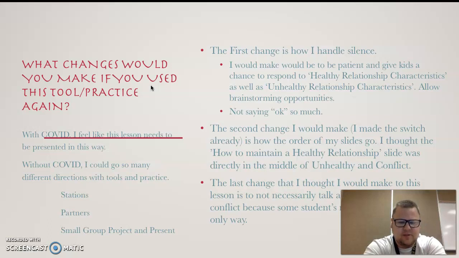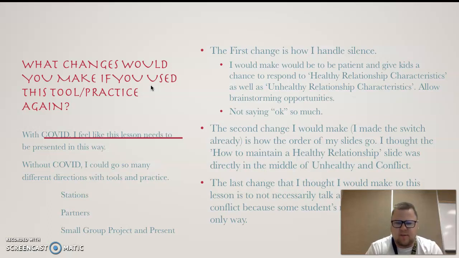If you use this tool or practice again with COVID, I feel like this needs to be presented this way. That's where I'm at right now. But obviously, there are some different opportunities for me. Without COVID, I think you could go to stations. We could have them talk to each other about healthy and unhealthy relationships. I'd love to have partners where they talk about a healthy relationship with somebody and an unhealthy one. That's one of our assignments we give them, where they normally get to talk about it, but now they don't get to. Or we could do a small group project we've done in the past, where they create what a healthy relationship looks like and talk about other characteristics than the ones I talked about. That's a different way to go.